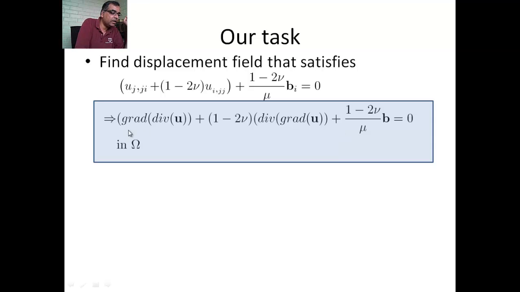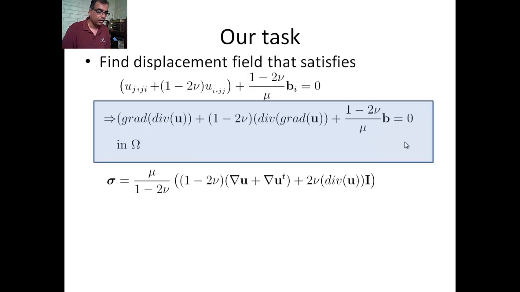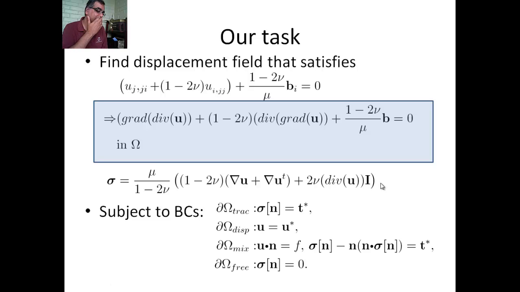Okay, inside it has to satisfy gradient of divergence of u plus 1 minus 2 nu times divergence of gradient of u plus (1 minus 2 nu over mu) times b equal to 0. Our stress strain relationship looks like this: mu over 1 minus 2 nu times (1 minus 2 nu times gradient of u symmetric plus 2 nu times divergence of u times identity) is the stress, subject to the boundary conditions. Notice that slowly we are trying to eliminate all our pictorial stuff and convert it entirely into symbolic things. Okay, this is what we have to solve. This is a second order differential equation and we have to solve this subject to these boundary conditions.